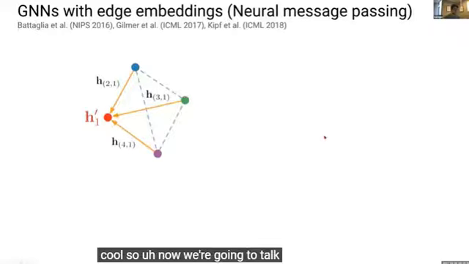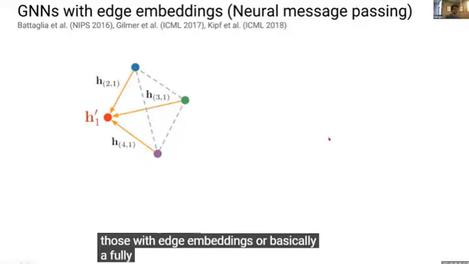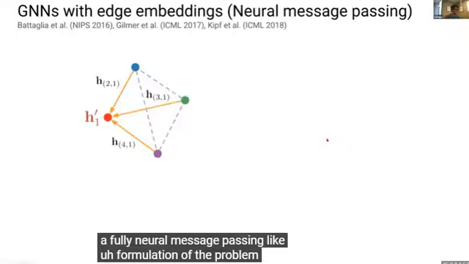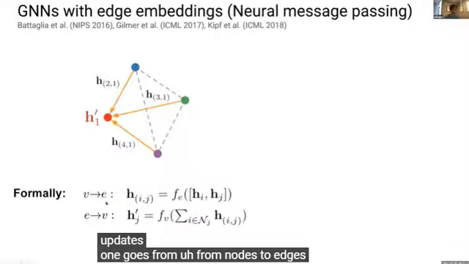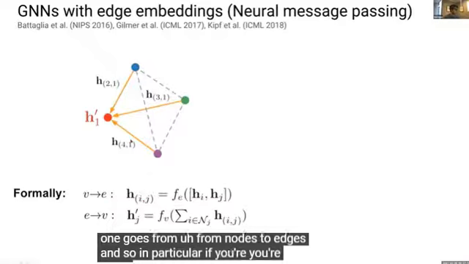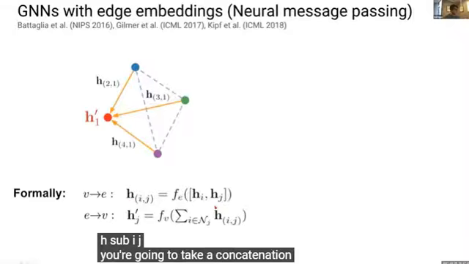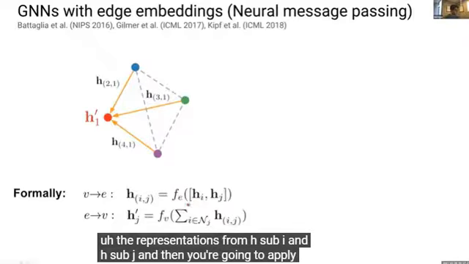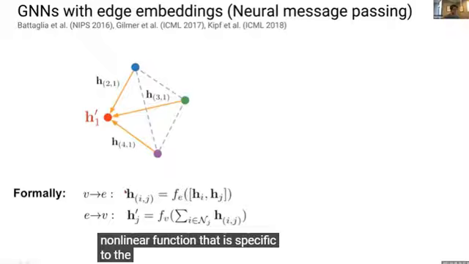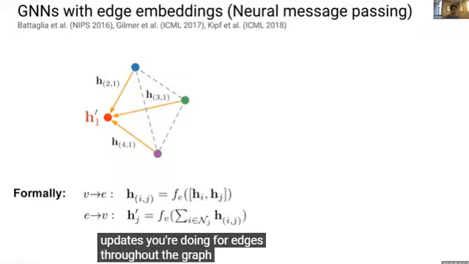Cool. So now we're going to talk a little bit about a more expressive version of GNNs, those with edge embeddings, or basically a fully neural message passing formulation of the problem. It's an iterative process where you have two different types of updates. One goes from nodes to edges. In particular, if you're trying to get the state of one of these edges, let's say h sub ij, you're going to take a concatenation or some aggregation of the representations from h sub i and h sub j, and then apply a nonlinear function that is specific to the edge updates. But again, it's still the same function for all of the different updates you're doing for edges throughout the graph.